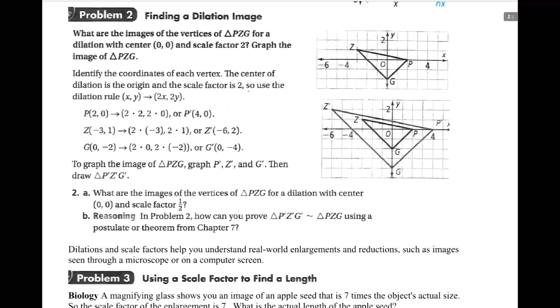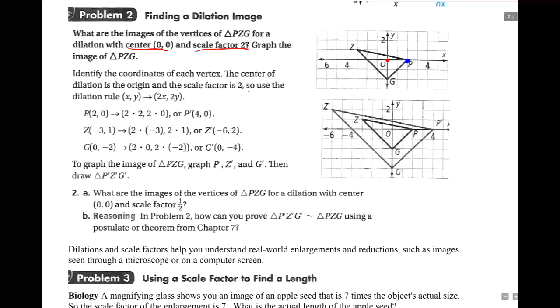Finding a dilation image. What are the images of the vertices of triangle PZG for a dilation with a center at (0, 0), yay, let's mark that, and a scale factor of 2? And then graph that image. We could use our distance formula, because that's fun, but we like shortcuts, and formulas tend to just be shortcuts. So we identify the coordinates of all of our vertices.